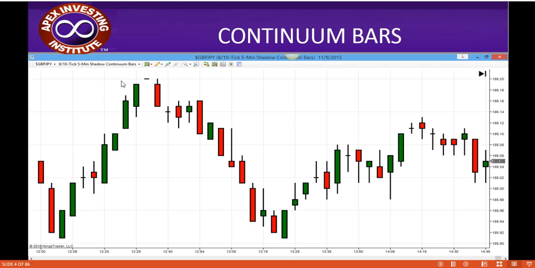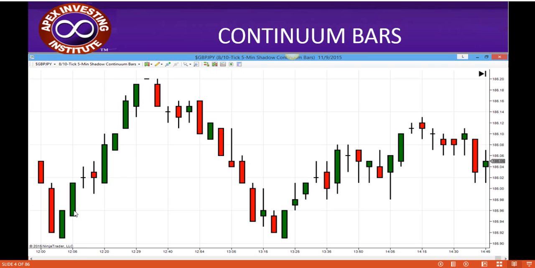So these are tick based bars, but combined with time based. What do I mean by that? What does 8/10 tick mean? Well, what it means, for example, this bar right here closed up. Okay, to make a new up close bar, the market has to move up 8 ticks to make a new up close bar. That's what this is, 8 ticks. Market has to move up 8 ticks to make a new up close bar. Or the market would have to move down 10 ticks from where this bar opened, down 10 ticks to make a new short bar.